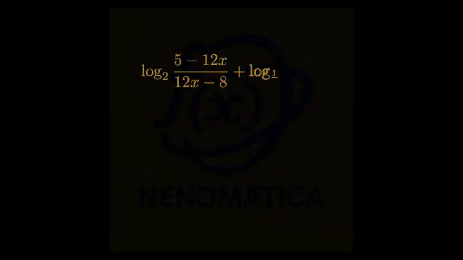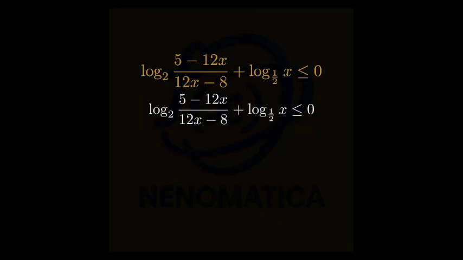Here is the inequality we will solve. Notice it matches the starting line in the solution. Log base 2 of the fraction (5 minus 12x) over (12x minus 8) plus log base 1/2 of x is less than or equal to 0. The first written line in the solution simply repeats the inequality unchanged.